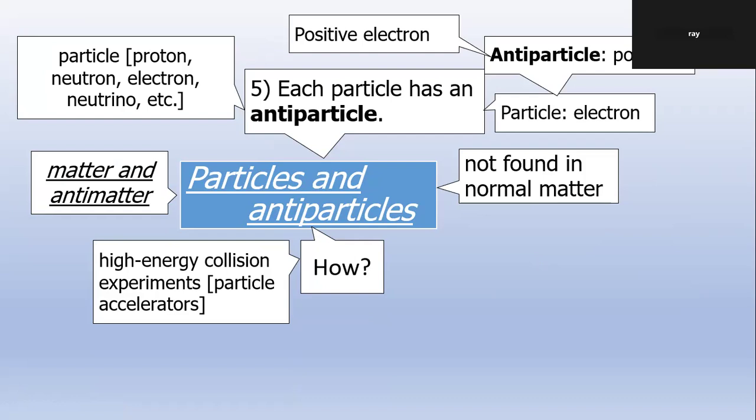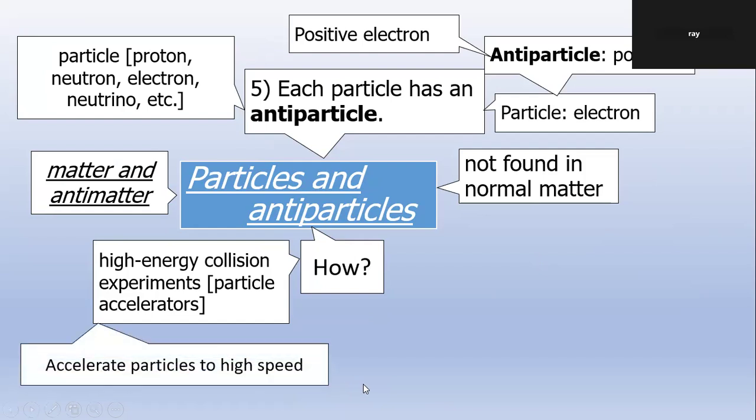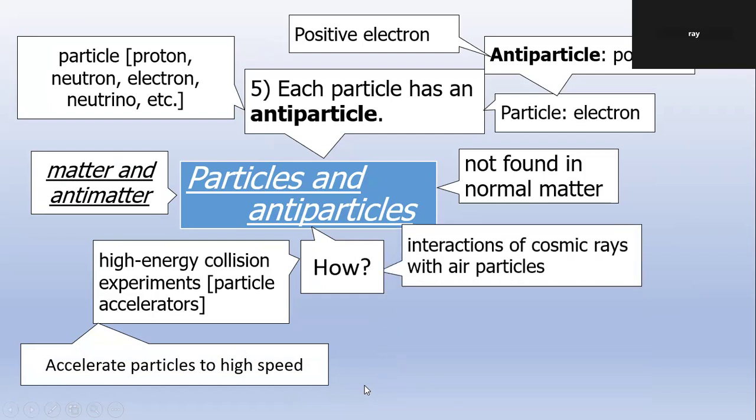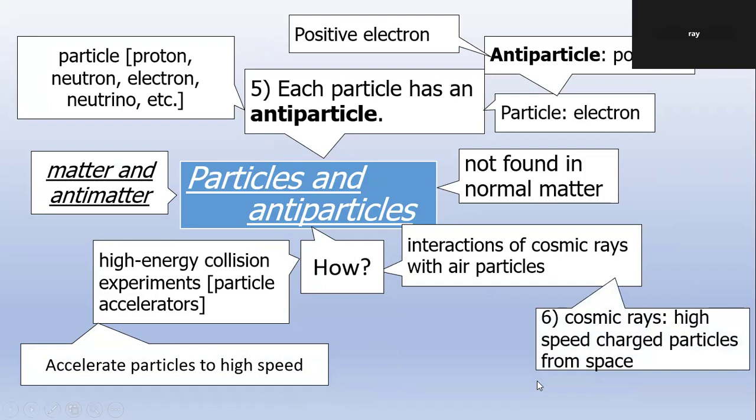High energy collision experiments are found in particle accelerators. The particles are accelerated to high speed and then they collide. Also the interaction of cosmic rays with air particles. Cosmic rays are charged particles coming in at high speed, so they collide with air particles up in the upper atmosphere. So cosmic rays are high-speed charged particles from space. Radioactive decay also produces them.